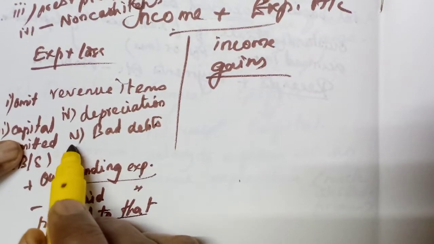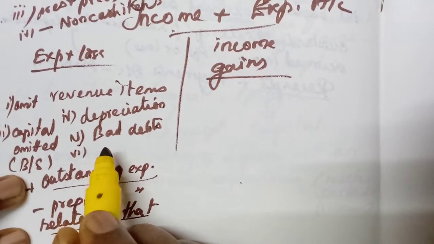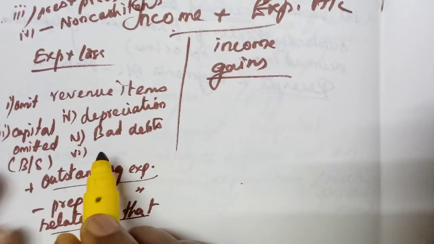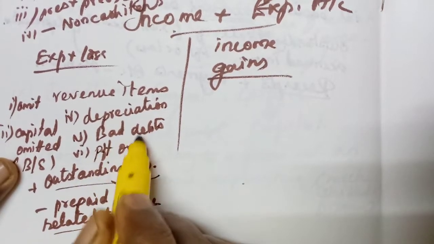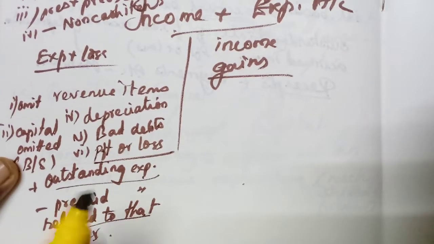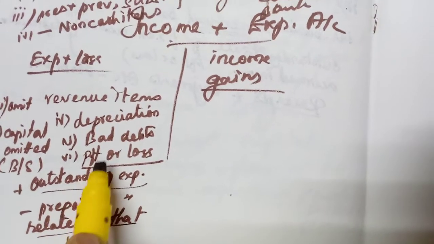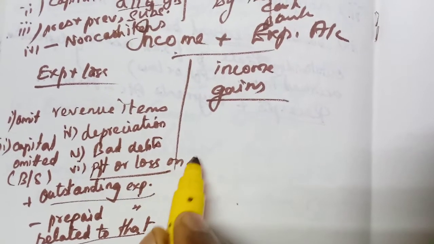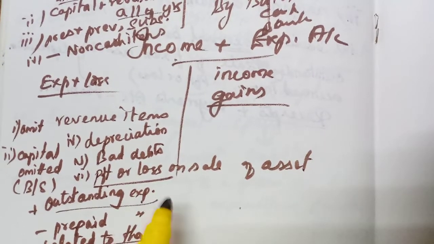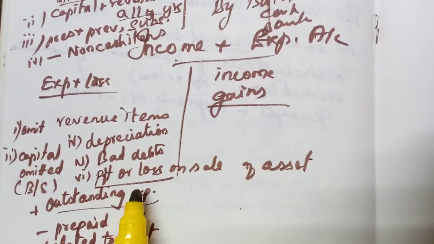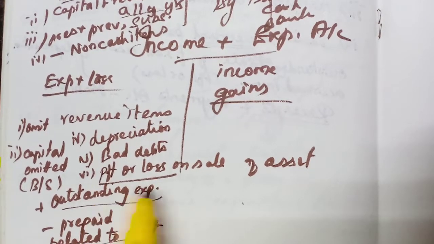Or if we sell some asset, we may not write the sale proceeds, how much we have sold, but the profit or loss will be entered in the income and expenditure account. Only the profit or loss on sale of asset will be entered. They may give how much they have sold, and the book value will be given. So we have to calculate whether it is a profit or loss.